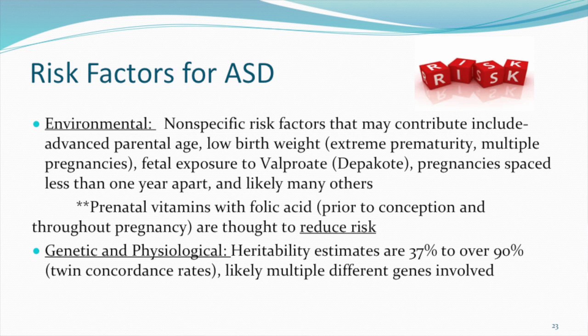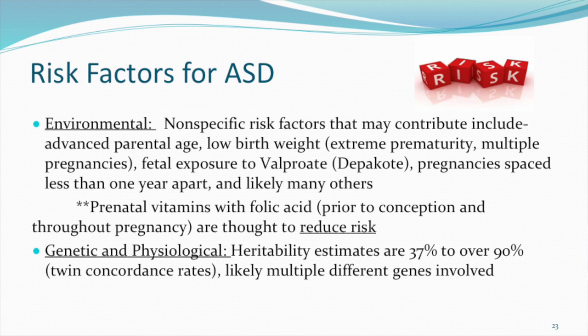Of note, prenatal vitamins with folic acid, when taken prior to conception and throughout pregnancy, are thought to reduce the risk of autism. There are certainly genetic components to autism, and when you look at studies, the concordance rate between twins, identical twins, show that there's a heritability in autism. Estimates are anywhere from 37 to over 90%.